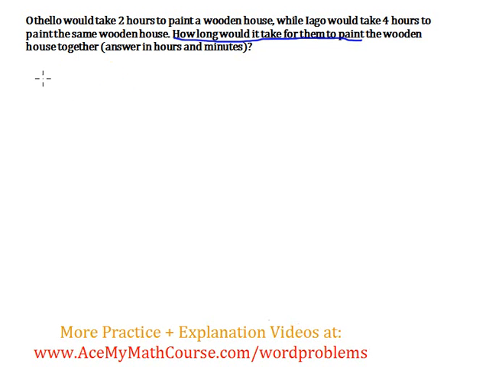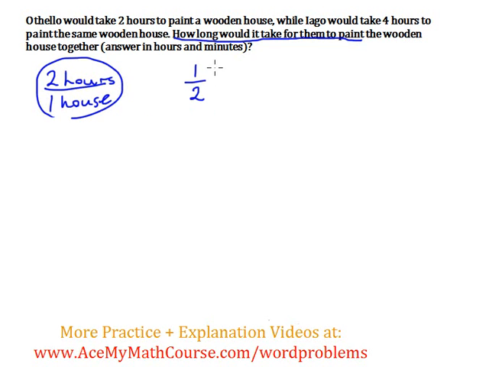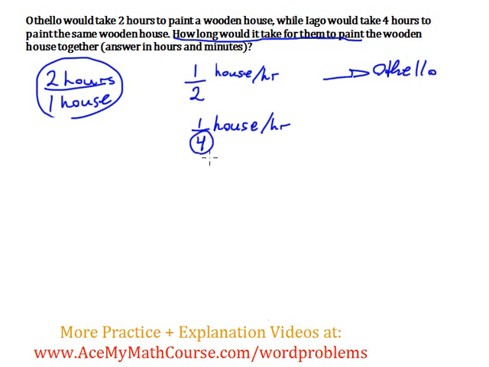Okay, so basically, it takes Othello 2 hours to paint one house. But we actually want to see this rate as houses per hour instead of hours per house. So we can just flip it, and I can say his rate is one half house per hour. And that's for Othello, of course. And for Iago, he takes 4 hours. He's a lot slower. So he does a quarter of a house per hour, because he does one house for every 4 hours. Fantastic.